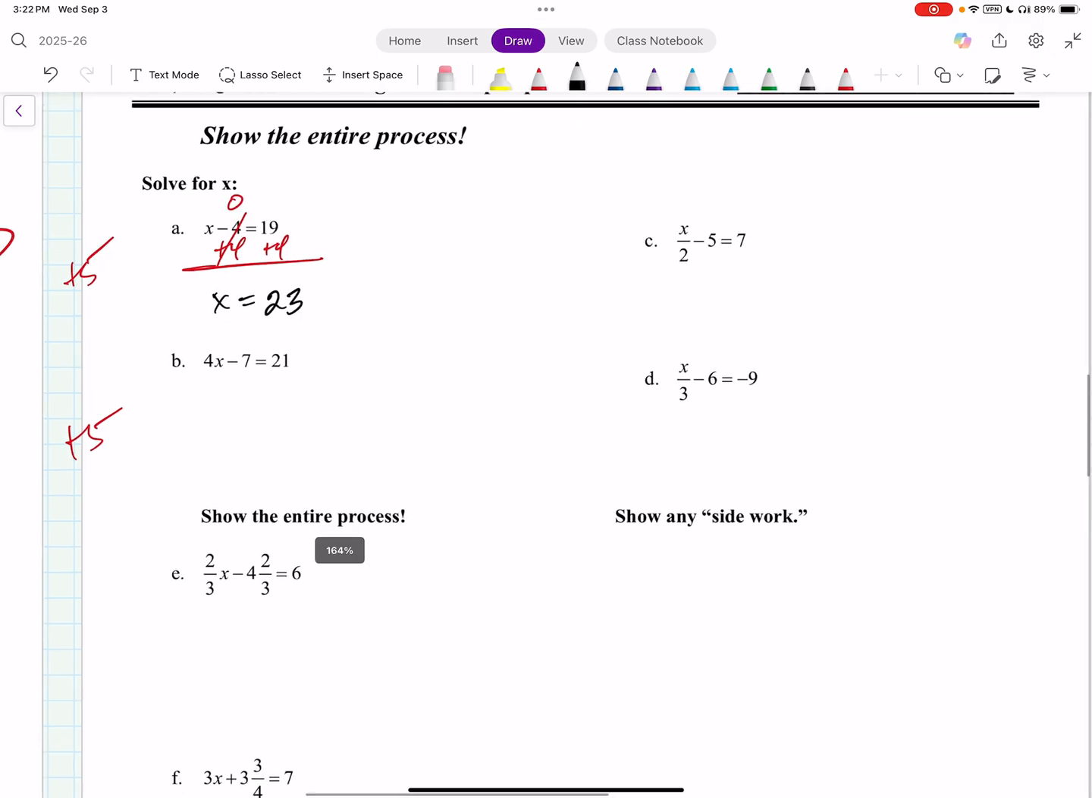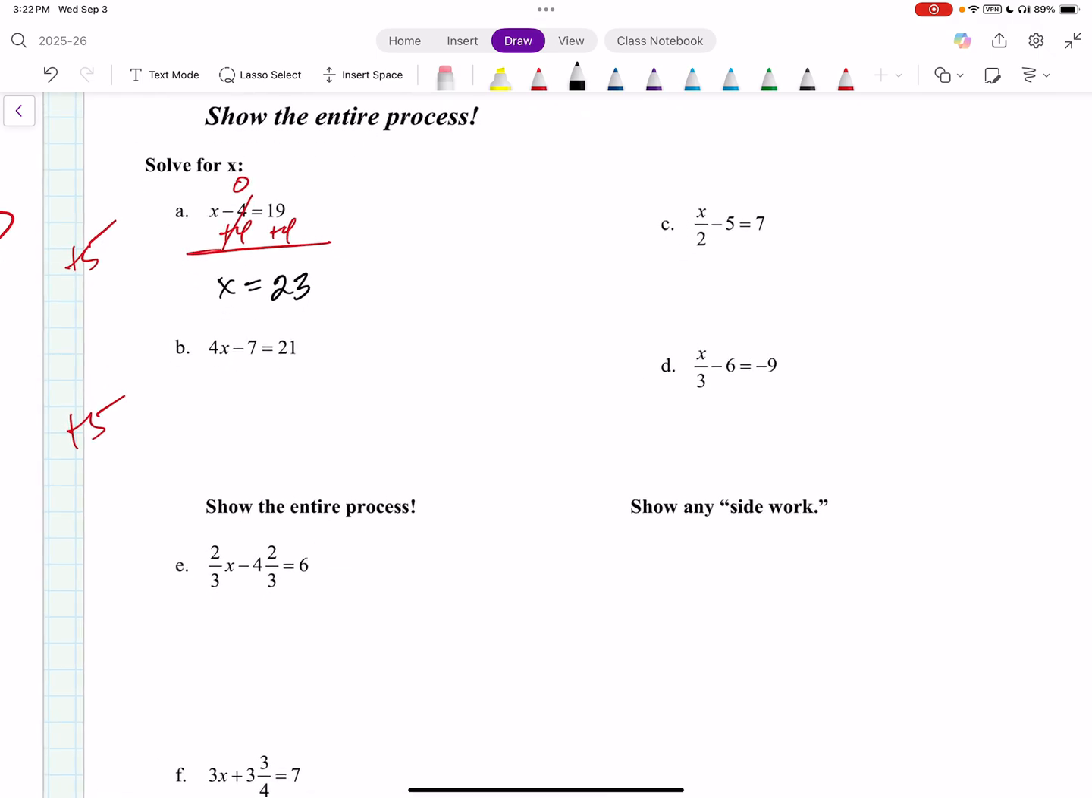Second one. 4x minus 7 equals 21. Well, we're going to add the opposite again. The opposite of a minus 7 is plus 7. Do that on both sides. Remember, opposites always add to 0. So these guys cancel to 0, giving you 4x is equal to 28. 21 and 7 is 28. And then you think about it. 4 times what number is 28? Well, it's got to be 7, right? Or you can do the inverse. The inverse of multiplying by 4 is dividing by 4. And then you get x is equal to 7. There we go. 28 divided by 4 is 7.